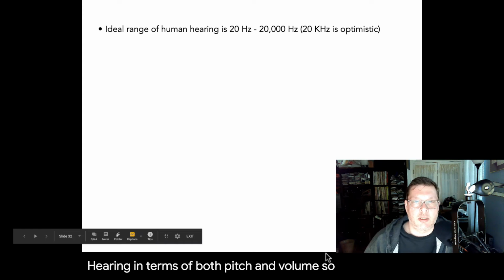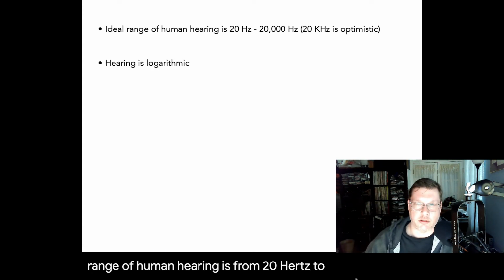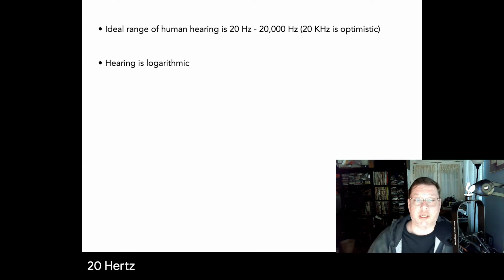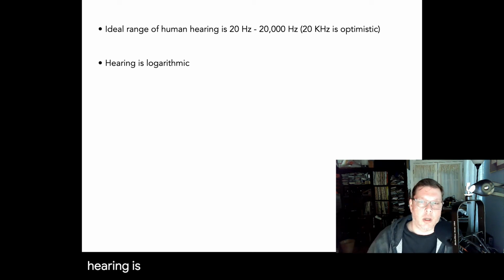In this video, we're going to talk about how we measure hearing in terms of both pitch and volume. So the ideal range of human hearing is from 20 hertz to 20,000 hertz, or 20 hertz to 20 kilohertz. And I say this is ideal because many of us don't actually hear that. I'm sure that my high range hearing is less than 20 kilohertz now. As you get older, you lose that high end.